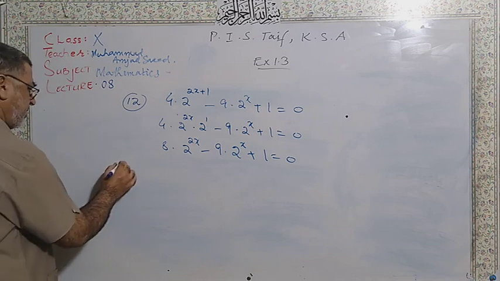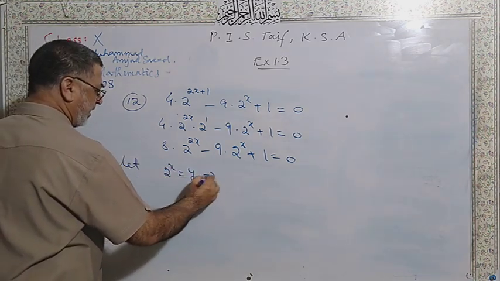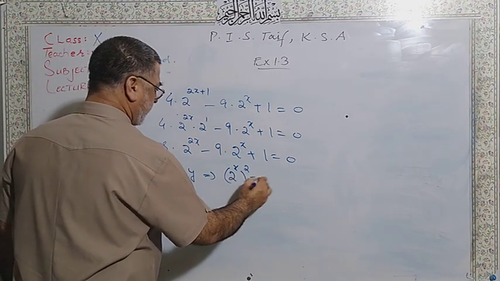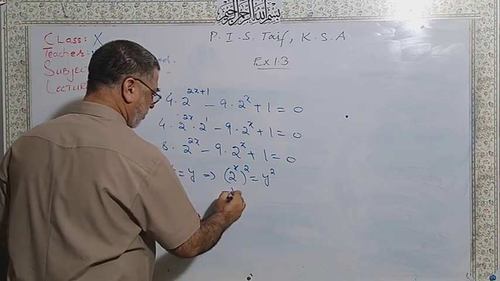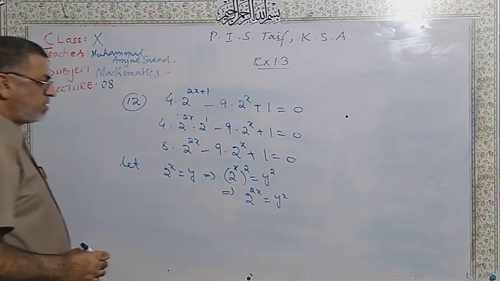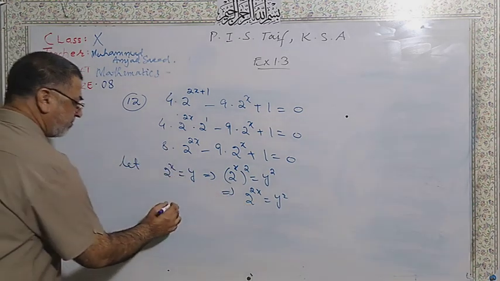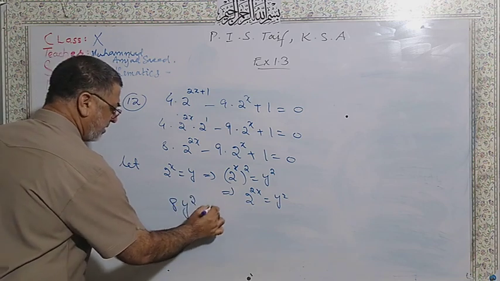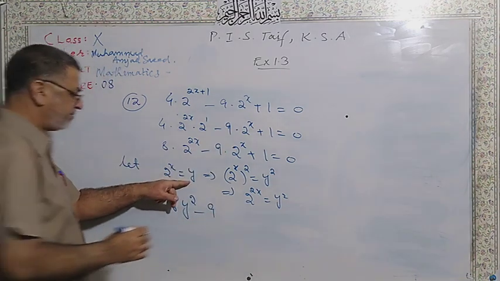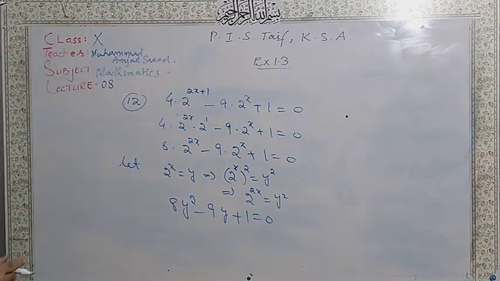Now substituting, let 2 raised to power x is equal to y, which implies that taking square on both sides, you will get 2 raised to power 2x is equal to y square. So instead of 2 raised to power 2x, you will apply y square. This is 8y square minus 9, and 2 raised to power x is equal to y here. So we are left with this equation.